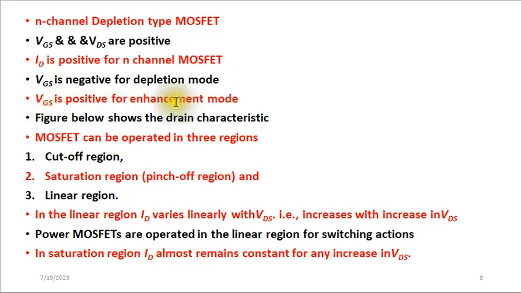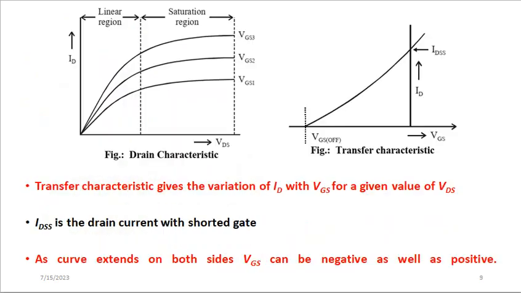But if you want to use it in enhancement mode, then the VGS should be positive, as I have already explained previously. Now, the MOSFETs can operate in 3 different regions. It has cutoff region, saturation region, we call it pinch-off region, and we have a linear region. Let us look at them from this crisscrossy curve. As you can see, this is where we call the linear region.